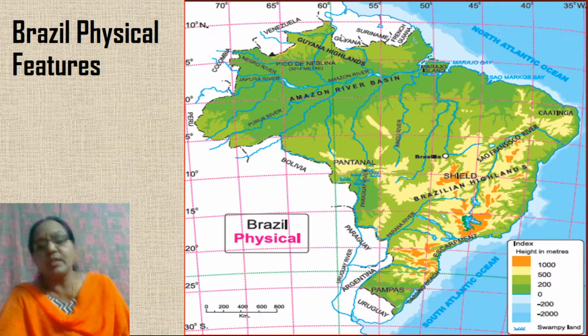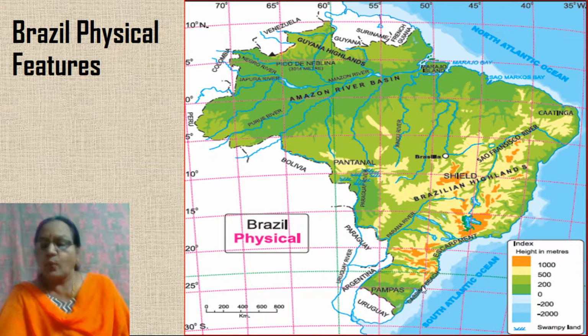Then we have the Guiana Highlands to the north, then the Brazilian highlands towards the southeast. The principal rivers here are the Amazon River, which together with its tributaries opens into the Atlantic Ocean. On the eastern side, Sao Francisco is the only long, major river here.